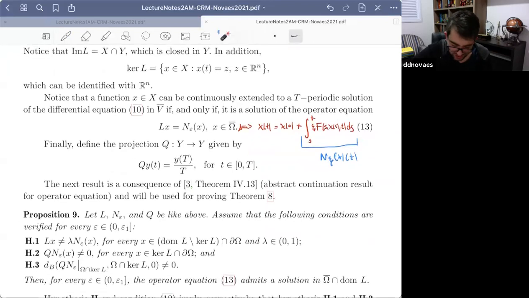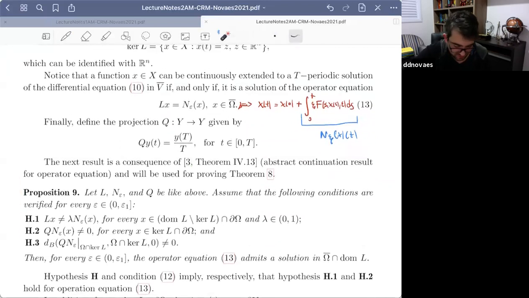Okay, so we also define this projector. It's just some technical things that we have to define in order to apply the proposition. Don't care if it does not make any sense, but it will work. So we also define this projector in y, which is given just by computing the function at T and dividing by T. Okay, so again, the image of this projector can be identified with R^n.